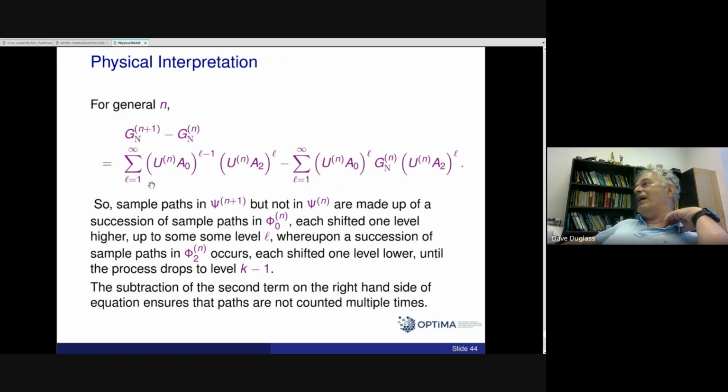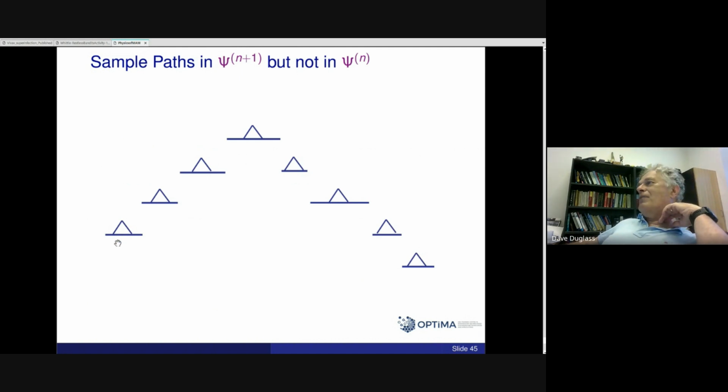And then if we look at it for general n, we get a similar expression. They're made up of sample paths which are taking into account how complicated it was at the last iterate. And you have, using phi naught to be these sample paths that were taken into account at the previous level, but shifted upwards. You get a whole bunch of sample paths like this, each shifted one level up, and then a whole bunch of sample paths, each shifted one level down. And again, the second term just ensures you're not doing double counting. And so, again, we have a succession of a single peak of sample paths where the sample paths at each level are allowed to be as complicated as they were at the previous iterate.